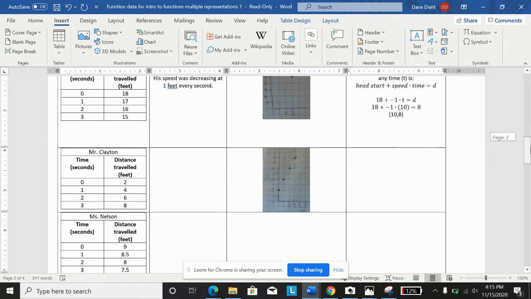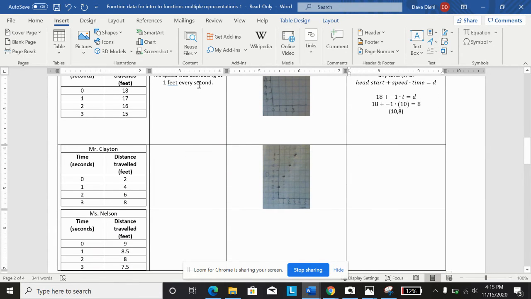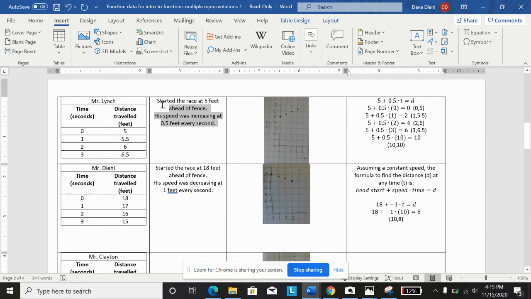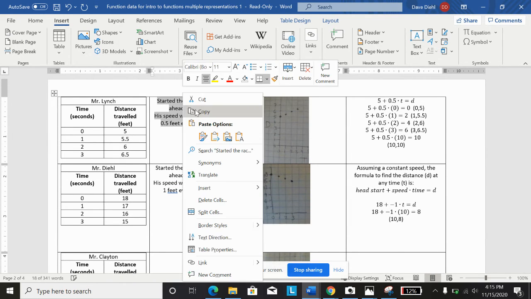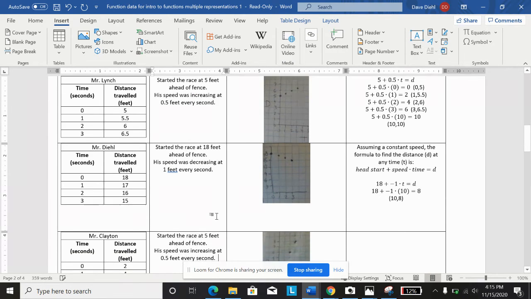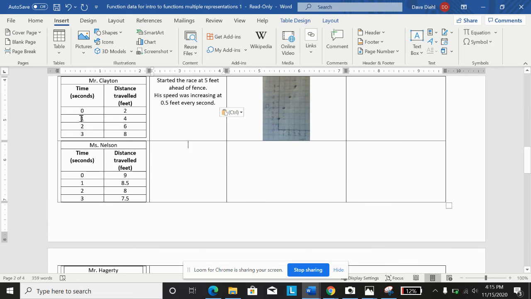Let's do one more example. So Mr. Clayton. Mr. Clayton is very similar to Mr. Lynch. Just he has a slightly different head start and a slightly different speed. So Mr. Clayton started the race at 0. He's at 2 feet ahead of the fence.